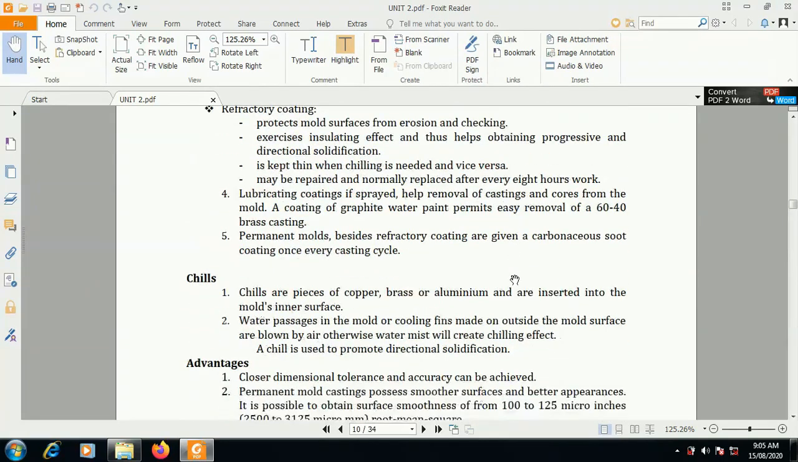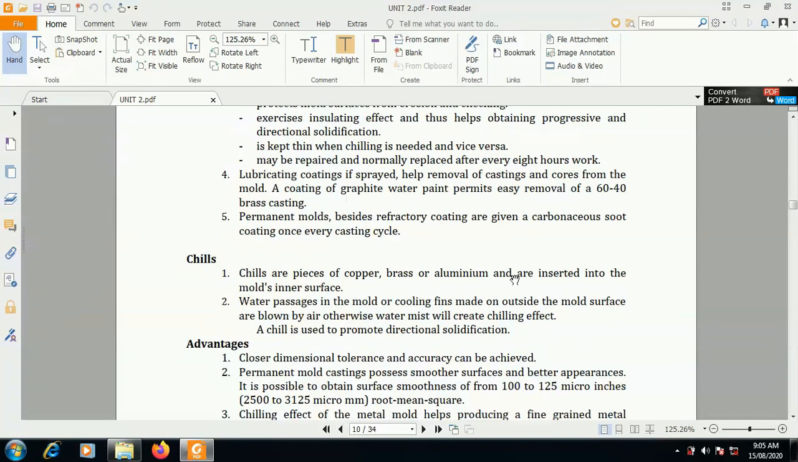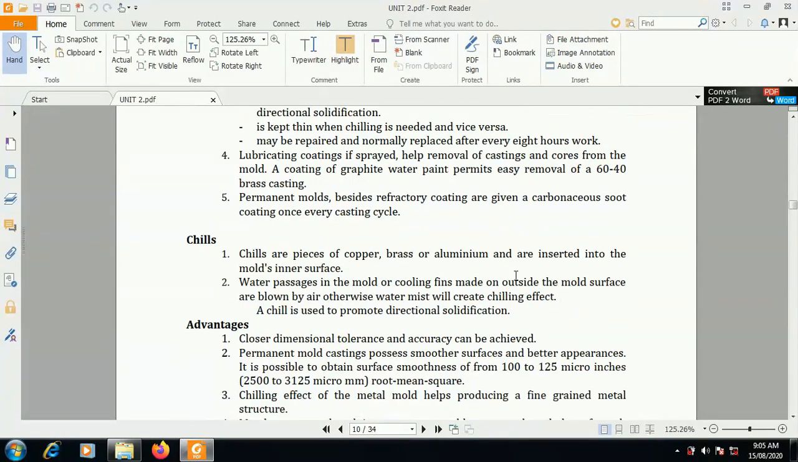Here chills are pieces of copper, brass or aluminum inserted into the mold's inner surface. They are not going to melt, they are just providing the effect of chilling or cooling of the casting at a particular area, and this is done to improve the hardness of a casting at a particular area or to increase its cooling rate.